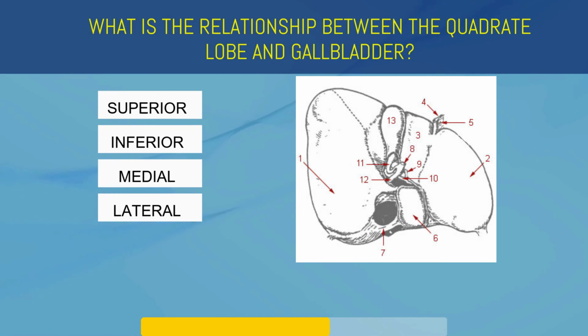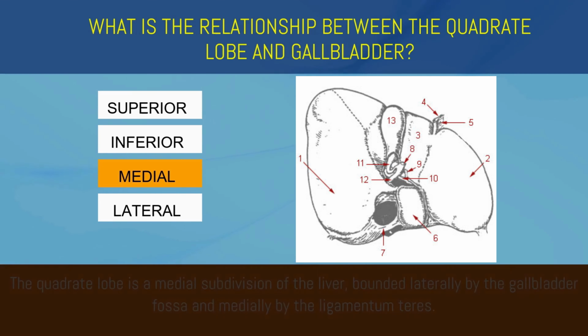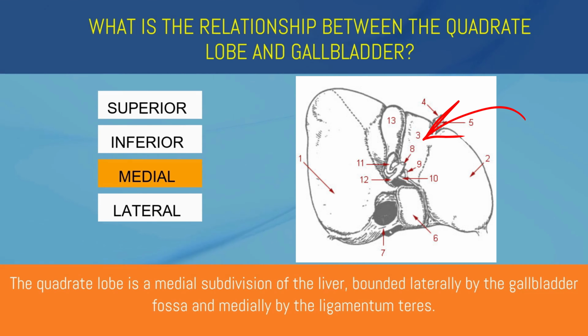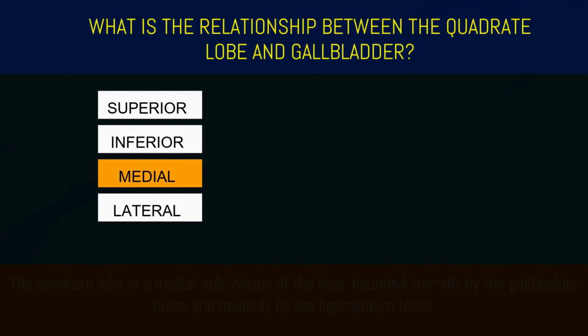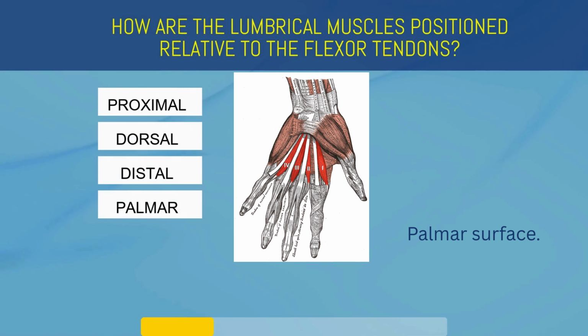Superior, inferior, medial, or lateral? Medial. The quadrate lobe is a medial subdivision of the liver, bounded laterally by the gallbladder fossa and medially by the ligamentum teres. How are the lumbrical muscles positioned relative to the flexor tendons? Proximal, dorsal, distal, or palmar?